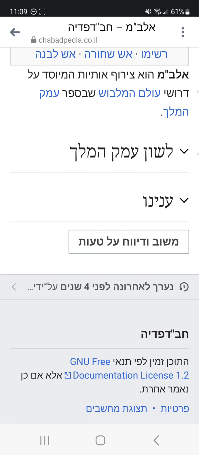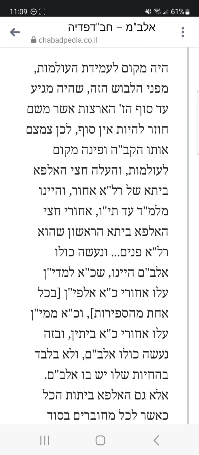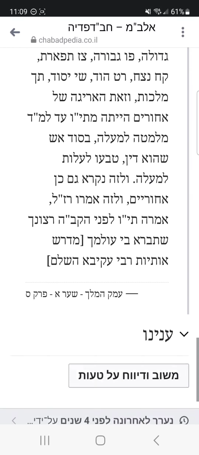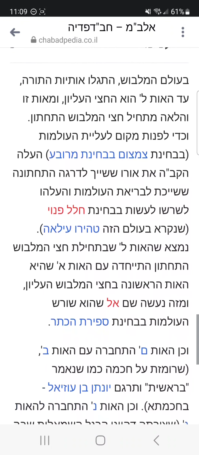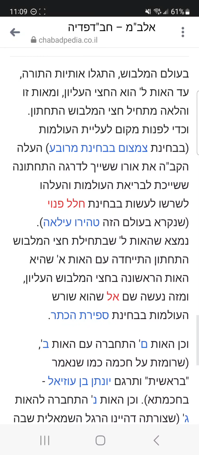Olam HaMalbush, that is in the book called Emek HaMelech, the depths of the king. Here we have the words of the Emek HaMelech in Hebrew, okay? We can try that, but it was easier for me to understand this right here. It says, in the world of the enclosement is revealed the letters of the Torah until the letter Lamed is the upper half. And from this letter and further begins the half of the clothing, the lower one.